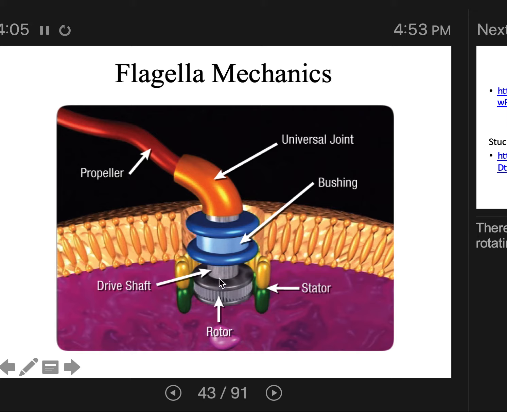So you can see, here, this rotor, it spins. And the direction that it spins is controlled by, again, environmental signals like chemicals in the environment. So certain chemicals will cause the rotor to rotate one direction, other chemicals will cause it to rotate in the opposite direction, and that's going to control which direction the flagella spins.